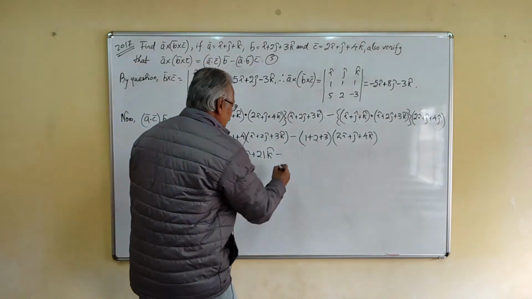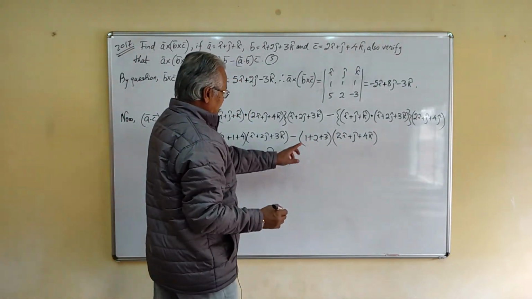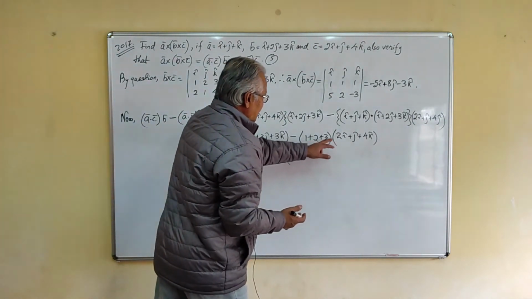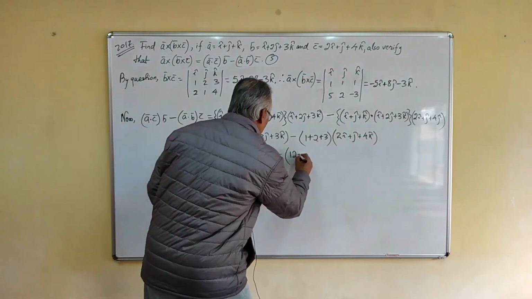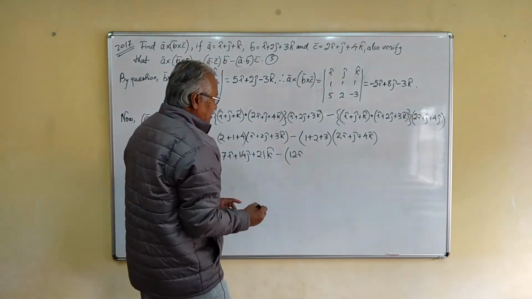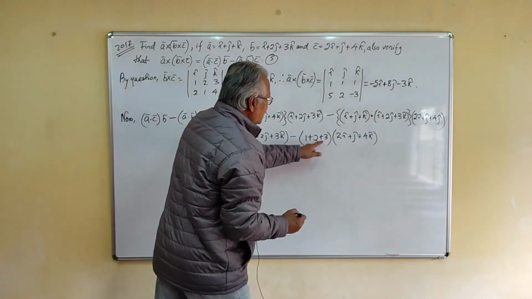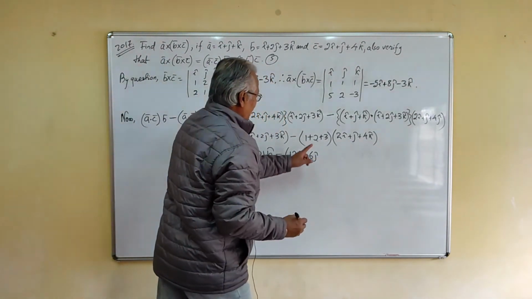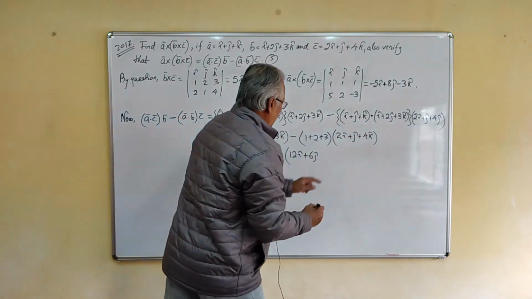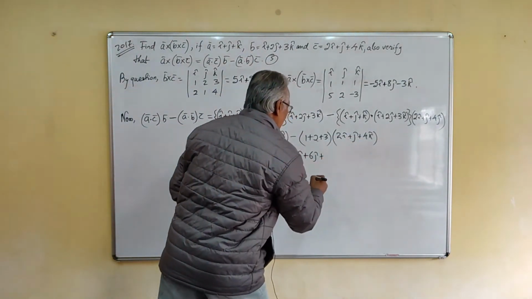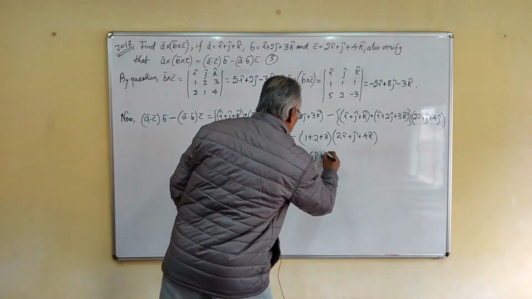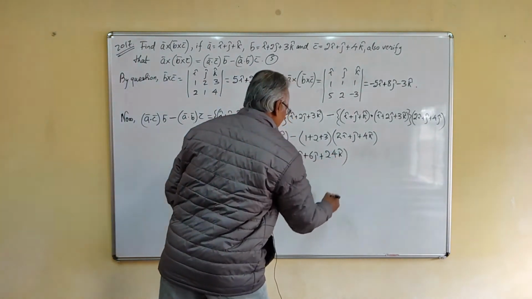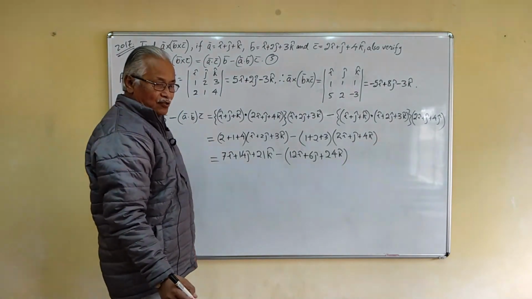Subtract what? Subtract, let's put it in the bracket because the minus sign is there. 1, 2, 3, 3, 3, 6, 6 times 2 is 12i, and this is 6 into j will be 6j, and 6 into 4k will be 24k, right? Okay. So far so good.